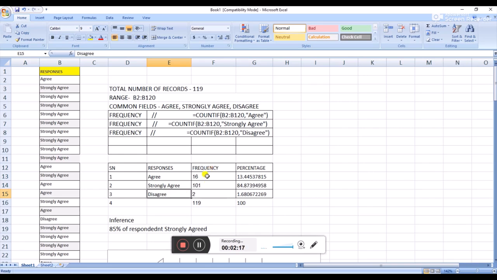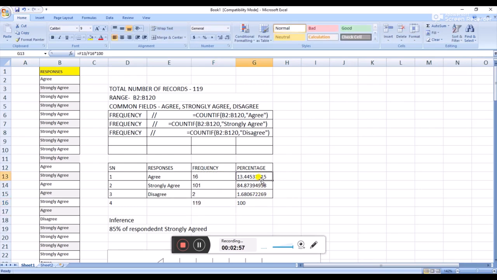Then I have frequency. Under the frequency table, I type in the formula for the count. I employ the COUNTIF function to look at the number of times the word agree appears on this table. So I got 16 times. Then I look at the number of times they strongly agree; I just change the keywords there. Then the number of times the word disagree appears. When you add this together using the Excel auto sum function, that gives us 119.